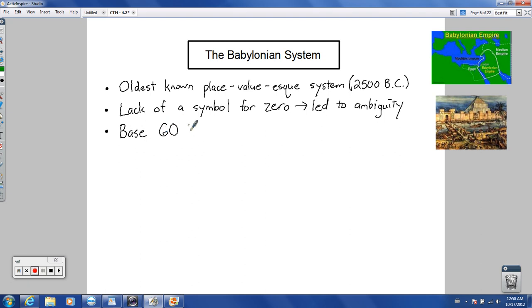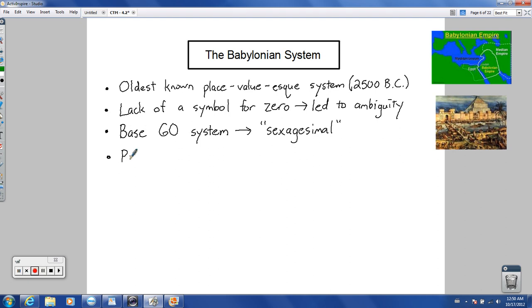And then we have a base 10 system, 10 digits. They had a base 60 system. So essentially they had 60 digits. It's got kind of a funky name, but a base 60 system is called a sexagesimal system. So I think this is like a prefix meaning 60, something like that.